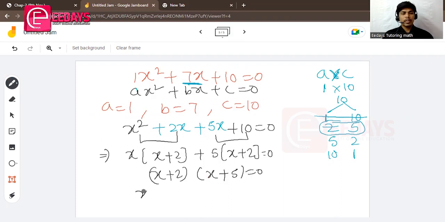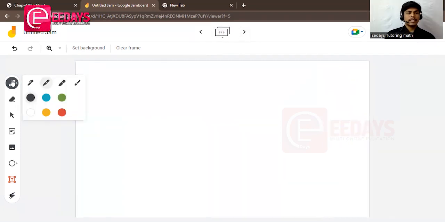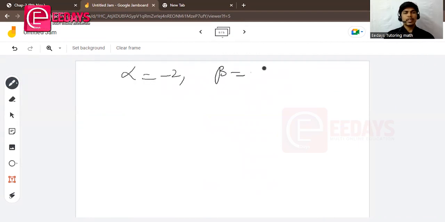All right. Now, x plus 2 is equal to 0. Obviously, x is equal to minus 2. x plus 5 is equal to 0. Obviously, x is equal to minus 5. Okay, I got two zeros: x is equal to minus 2, x is equal to minus 5. I just take alpha is equal to minus 2 and beta is equal to minus 5.